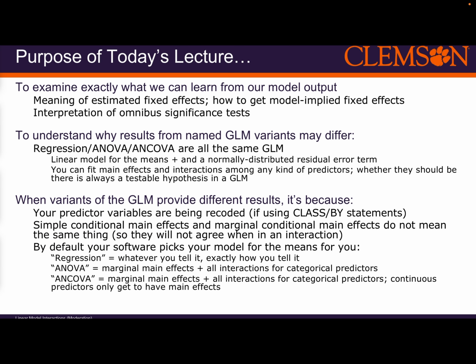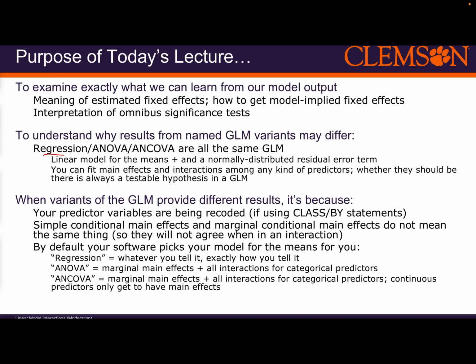So we're finally to the end of this lecture. I hope you're still with me, or I'm hoping that you can rewind and hopefully disentangle what I had to say. But to wrap up, the purpose of today's lecture in an interaction sense is to talk about how multiple variables work together to change effects in linear models. That's what an interaction does. We were here to examine exactly what we can learn about our model from model output. For instance, the meaning of fixed effects, or how to get model implied fixed effects, and the interpretation of omnibus significance tests. We also covered how to understand why results from named versions of GLM may differ.